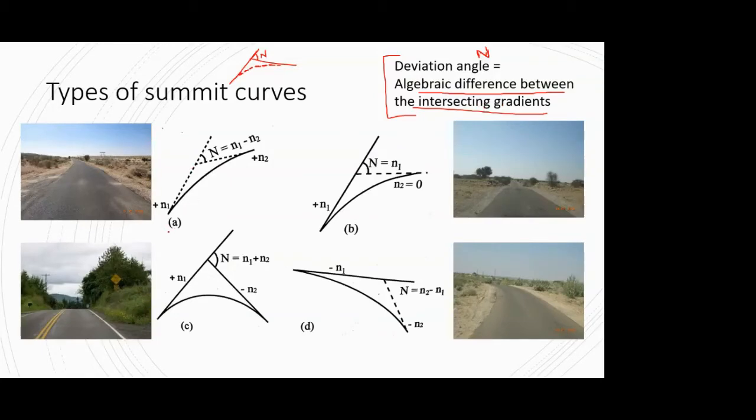So the first type, type A of a summit curve, is when you have 2 gradients. One is an up gradient, okay, of value n1. So you can see the notation plus n1 is written. Now that plus sign, we'll see shortly why it is necessary. So this is an up gradient with a value plus n1, and it is followed by another up gradient of value plus n2.